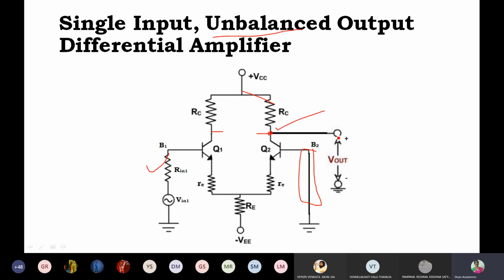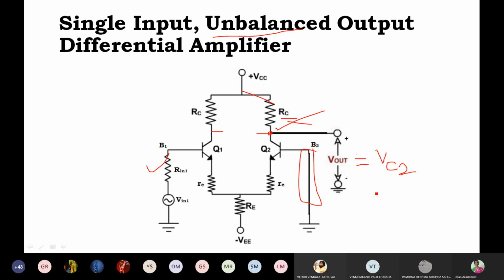Now, V out is equal to VC2, V naught is equal to VC2. What is VC2? You tell me. VC2 is nothing but this drop, IC2 RC. What is IC2? IE2. What is the expression for IE2? In the previous single input case you have derived that, so you can substitute that IE2 expression here, delta 2 by delta.